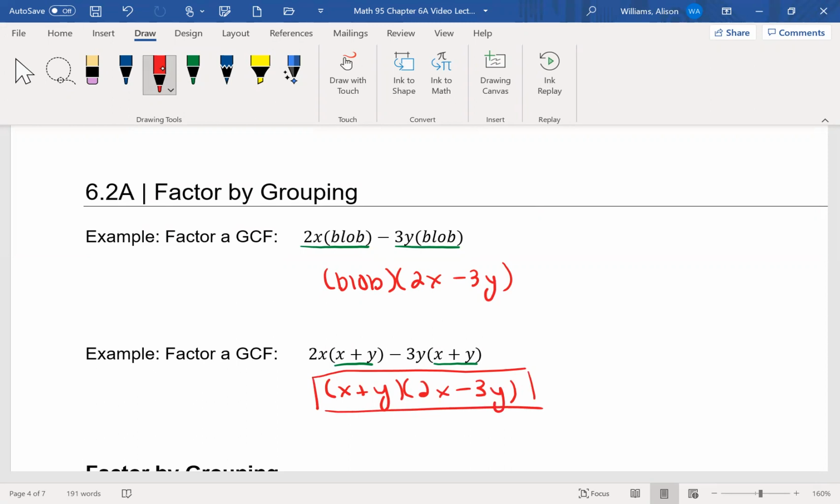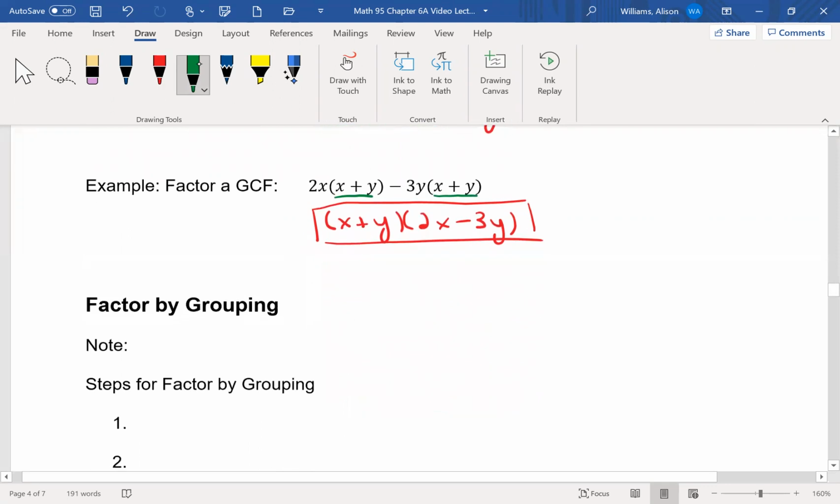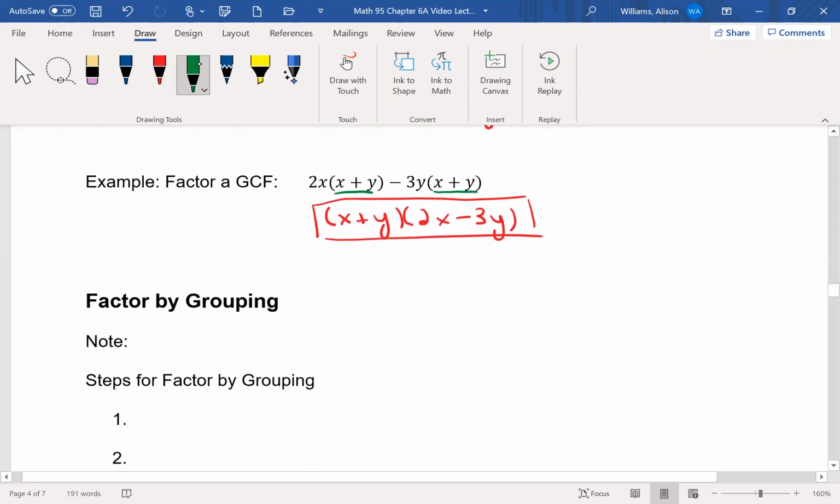You might remember that the way you would multiply this out is FOIL: first, outer, inner, last. We'll talk about that more later when we're doing more examples of factor by grouping. So we were warming up right there. Let's go ahead and talk about factor by grouping.